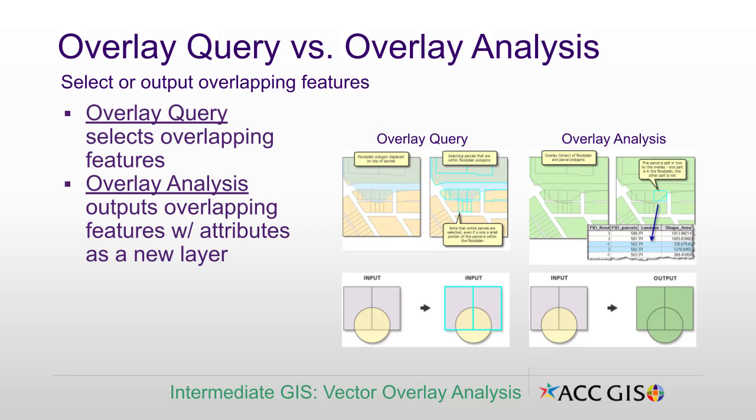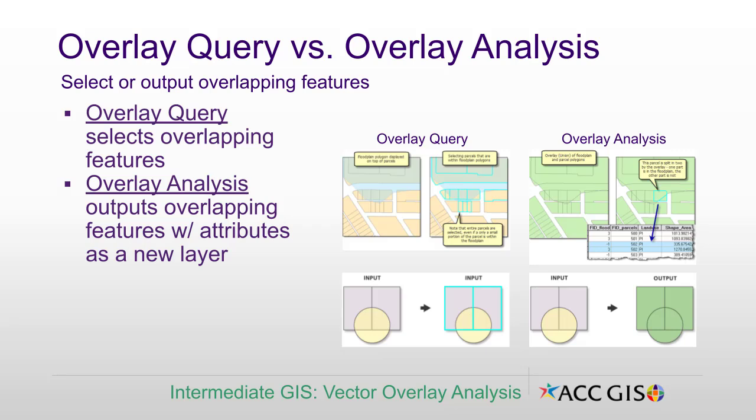And we can see that diagrammed in the image as well, in which the parcels are represented as the gray rectangles in the input, and the floodplain are the selecting features represented as the yellow circle. And in the outcome, the parcel features that intersect the selecting feature are selected. And again, it's the entire parcel, not just the portion that intersects the floodplain.